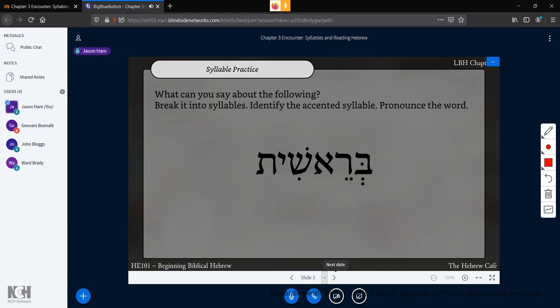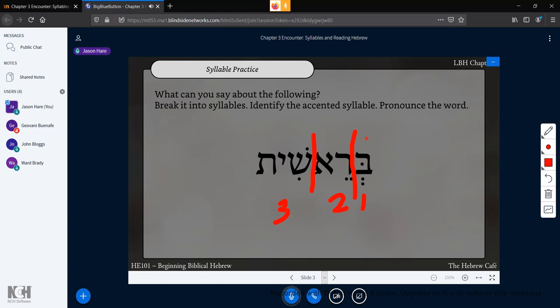Okay, so what can you say about the following? Well, we have one syllable in the very beginning. That's be, right there, be. The second syllable would break right there with the aleph. I'm not sure if you covered it in your reading, but this aleph is called quiescent. Quiescent means it doesn't have a vowel on its own. It's basically a silent aleph. It doesn't have any value in pronunciation. So this is one syllable, two syllables, and then the third syllable is also here, and that's three.